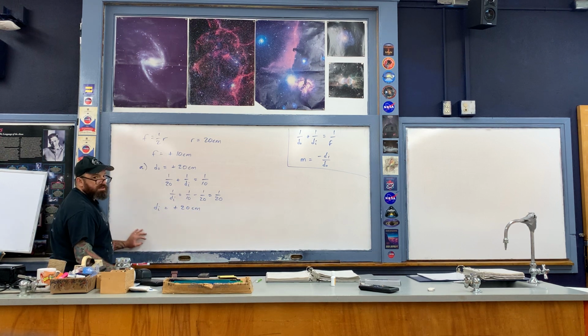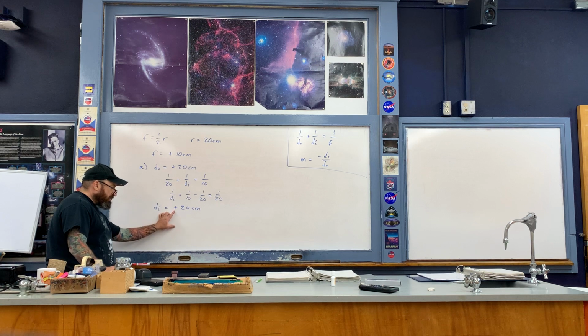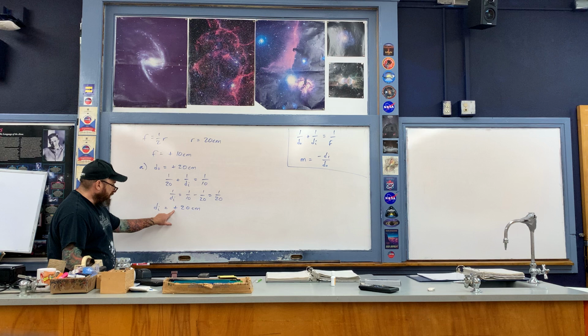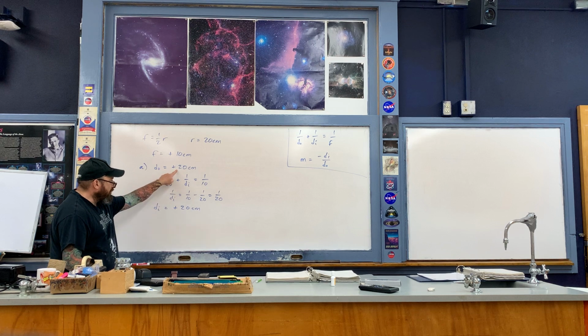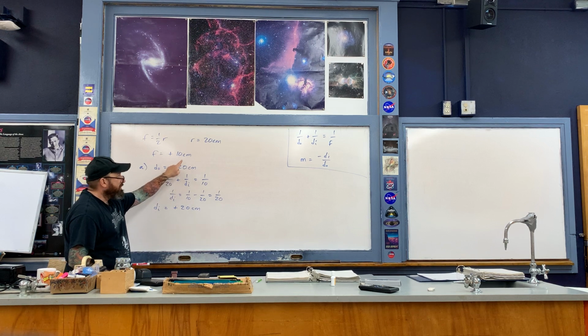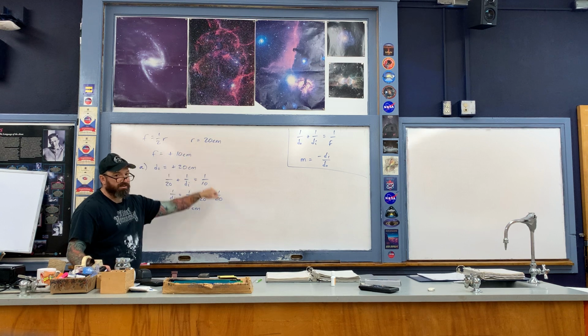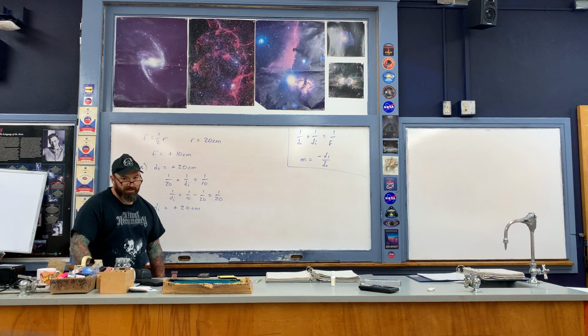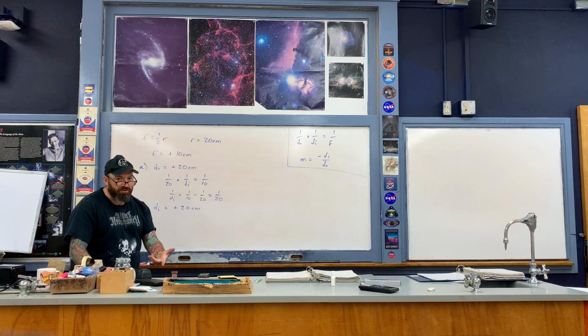It's positive 20 centimeters. So this then means that the image forms in front of the mirror and it's therefore real. Notice that the image forms in the same location as the object, and that's actually at the center of the sphere. This is my light bulb demonstration. I'll draw it out for you in just a moment.